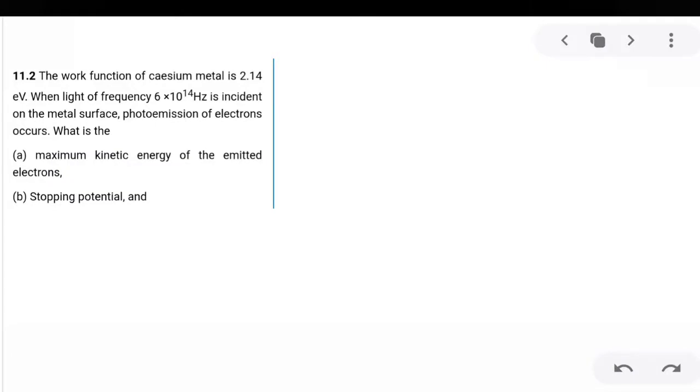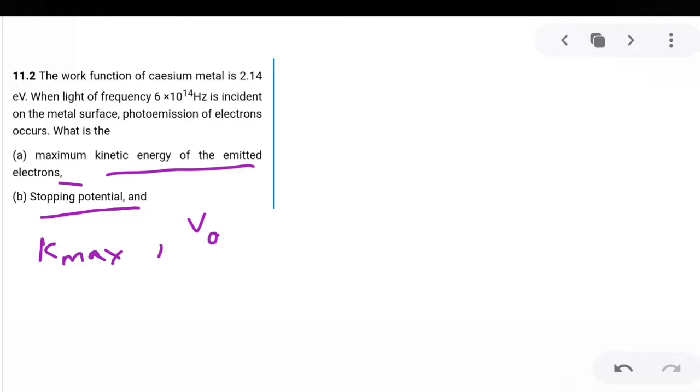In the next question, 11.2, the work function of cesium metal is 2.14 electron volt. When light of frequency 6 into 10 power 14 hertz is incident on the metal surface, photoemission of electrons occurs. There are two parts to the question. First, what is the maximum kinetic energy of the emitted electrons, and what is the stopping potential. So we have to find K max, the maximum kinetic energy, and the stopping potential, denoted by V naught.